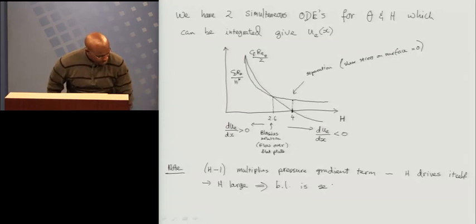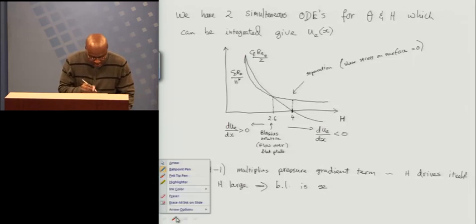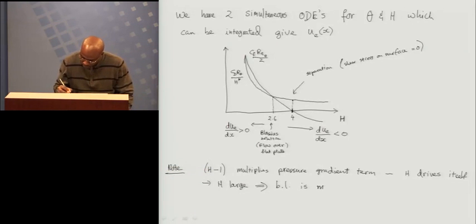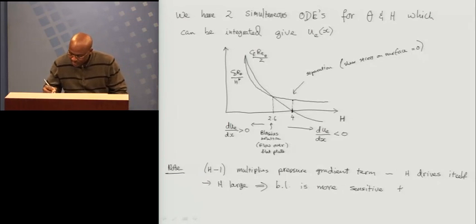Okay, so that means if H is large, the boundary layer is more sensitive to pressure gradient changes.